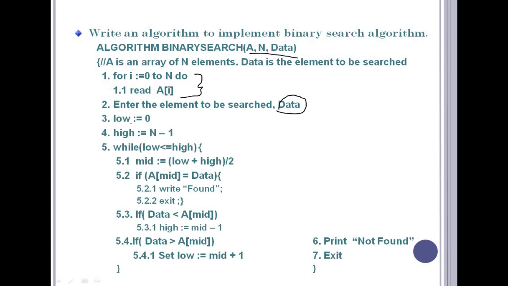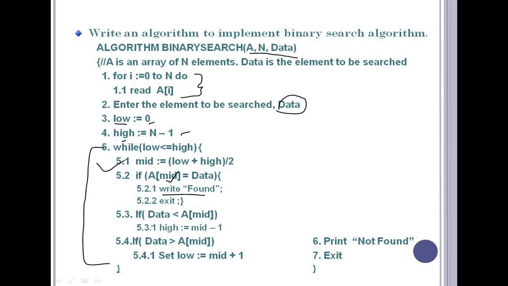After that I will initialize my variable low to 0, that is the lower bound, and high with n minus 1, that is the upper bound. After that I will run a loop until my low is less than or equal to high. In the first step, mid is the low plus high divided by 2. After calculating mid, I will check whether the data which I want to search is equal to a of mid. If it is, we can write found, return its location, that is return mid, and then exit.